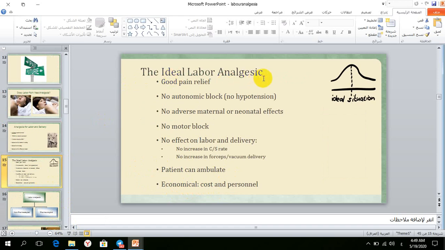The ideal labor analgesia لازم تكون good pain relief, no autonomic block, no hypotension, no adverse maternal or neonatal effects, no motor block, no effect on labor and delivery, no increase in cesarean section rate, no increase in forceps vacuum delivery. Patient can ambulate, economical cost and personnel.